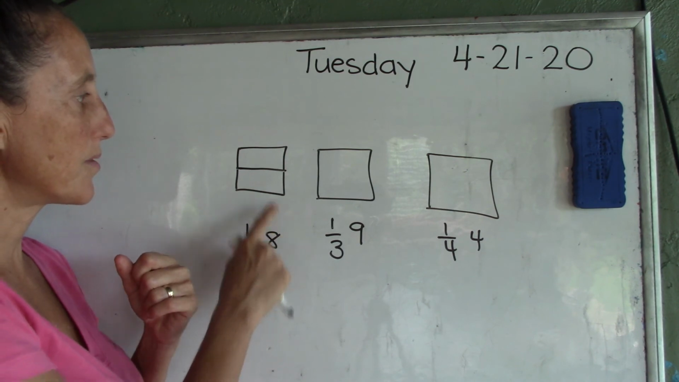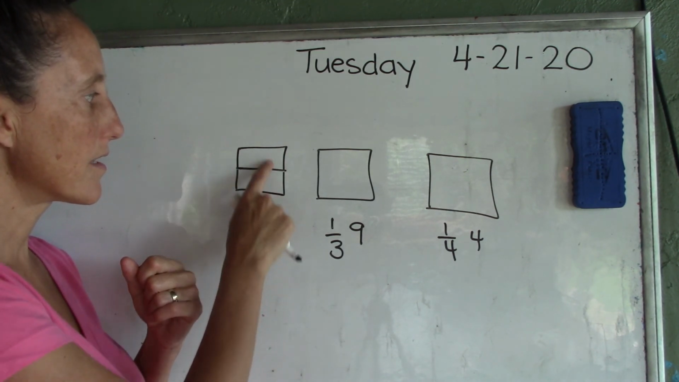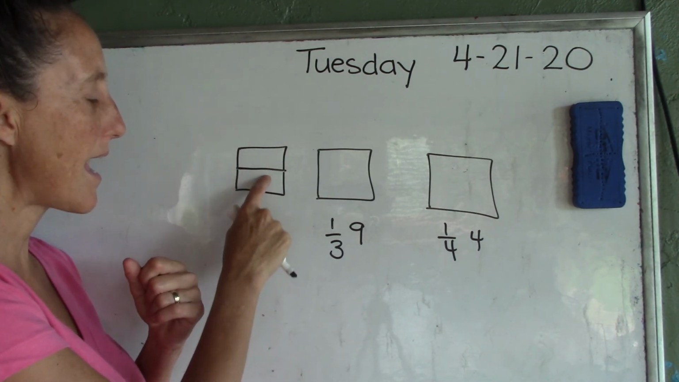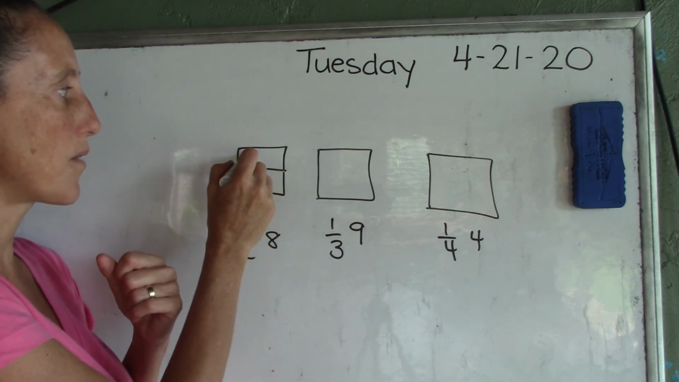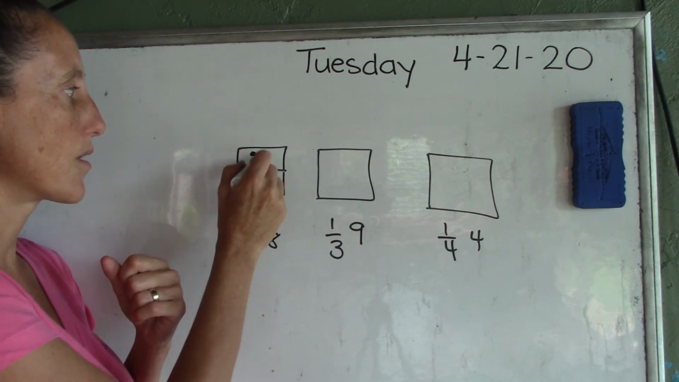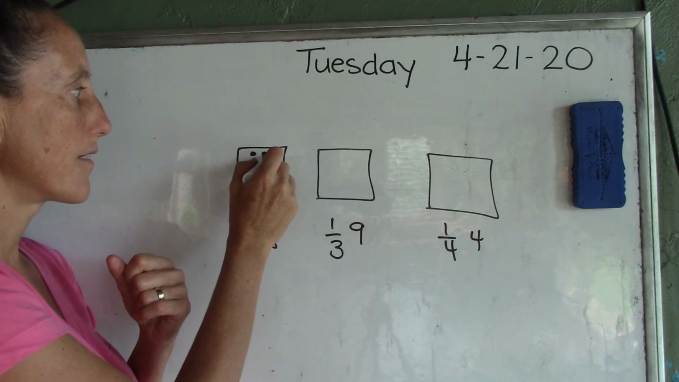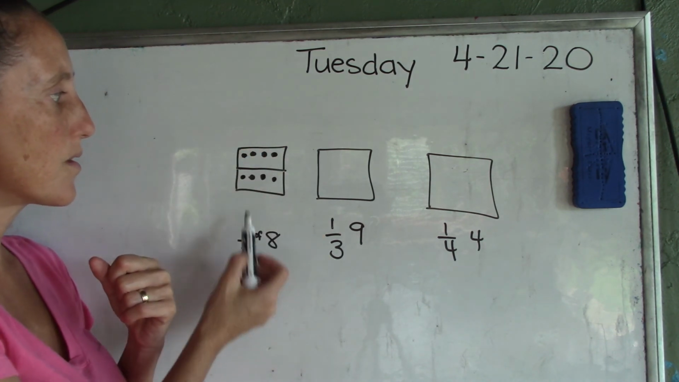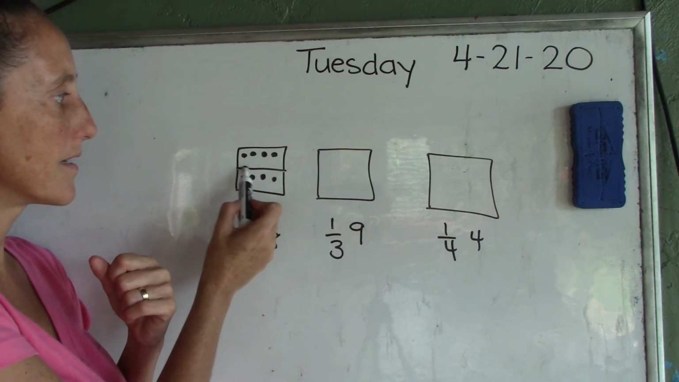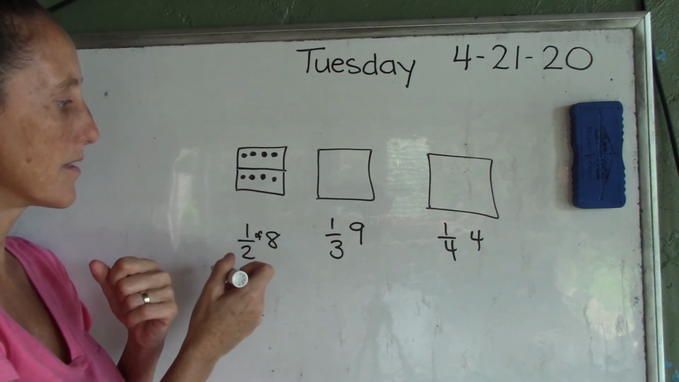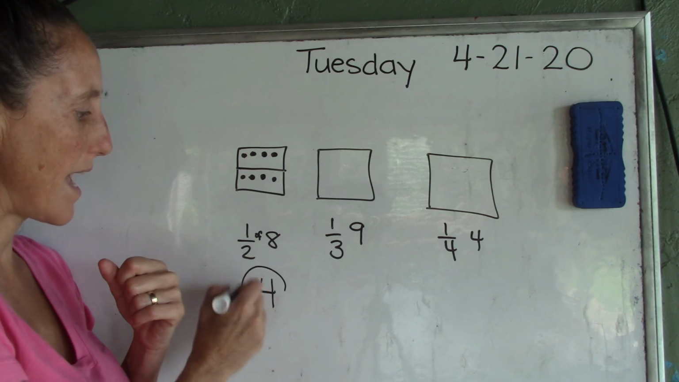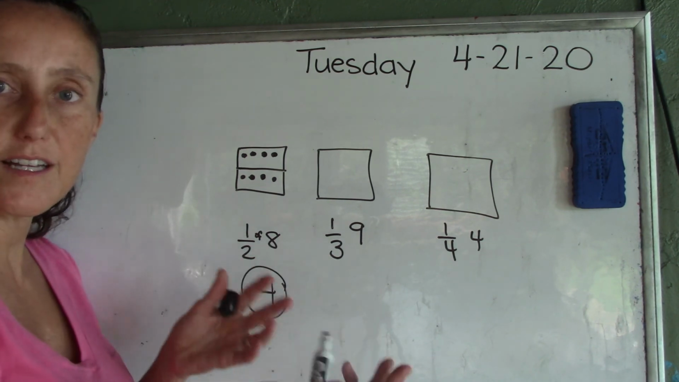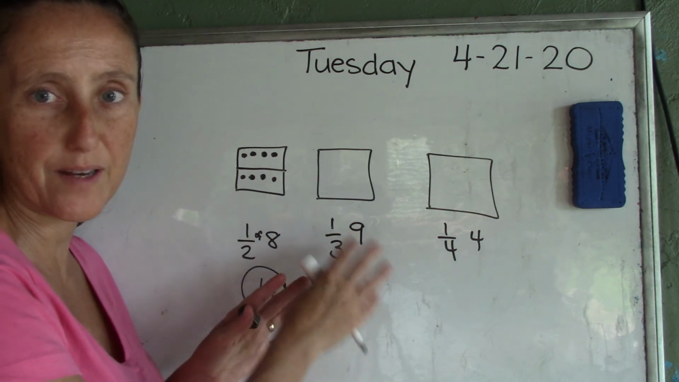You start putting dots in the two separate halves until you get to 8. Watch. 1, 2, 3, 4, 5, 6, 7, 8. So, if this is half, how many are in the half? 4. So half of 8 is 4. And you probably already knew that, but this is another way to figure it out.